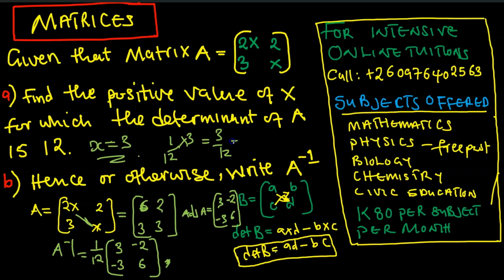So you're going to have this one as 1 over 4. So the first one is going to be 1 over 4. Then for the down one, it's going to be negative 1 over 4. Then for this one, it's going to be 1 over 6, negative 1 over 6. And this one is going to be 1 over 2, like this. So this is the inverse of the matrix.